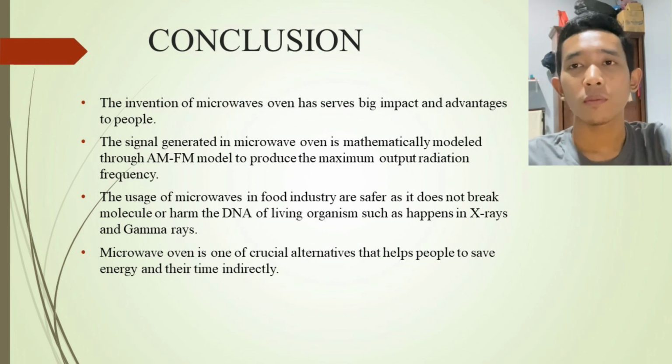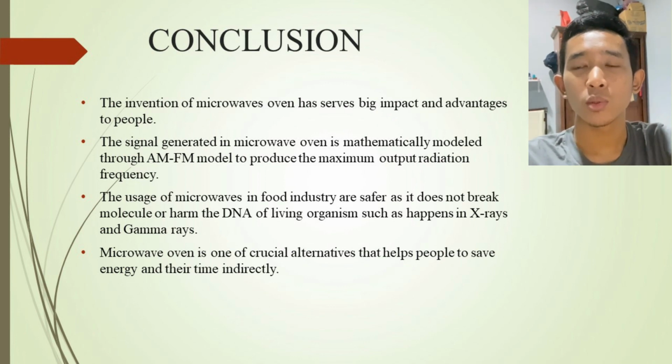The usage of microwaves in the food industry is safer as it does not break the molecules or harm the DNA of living organisms, such as what happens with X-rays and gamma rays. As we can see, when we reheat the food, we can conclude that it's safe, not like X-rays, where we are exposed to radiation. And the microwave oven is one of the crucial alternatives that helps people to save energy and their time indirectly. So basically, the microwave oven is very efficient because it saves time for people in a hurry to reheat food.